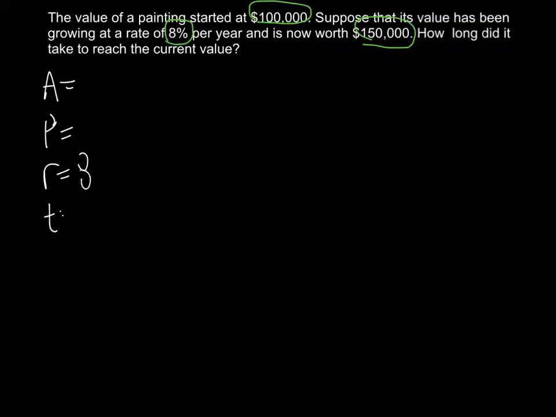So we have 8%, but when you put it in the formula, you have to put it in decimal form. So we got 0.08 because you're going to move it 2 places to the left. So 1, 2, and fill it in with a 0.